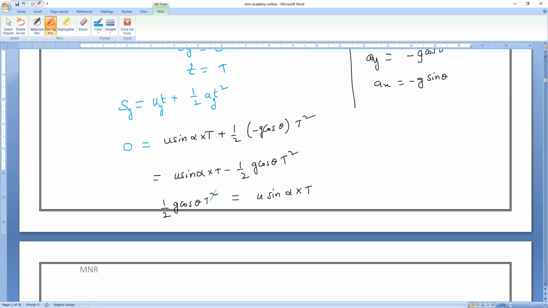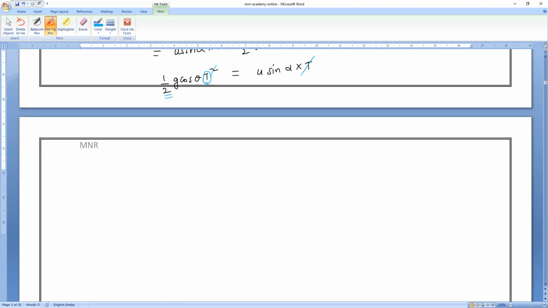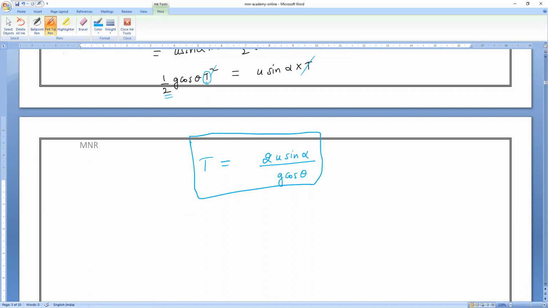Now something will get cancelled. Can you tell me what it is? Here t square and t will get cancelled. Now we want only t, so the remaining things will be sent to the other side. One by two will come to this side and become two, by multiplication. So t equals 2u sin alpha divided by g cos theta. That's all. So this is the time of flight formula for projectile motion on an inclined plane. Clear? Understood, everybody?